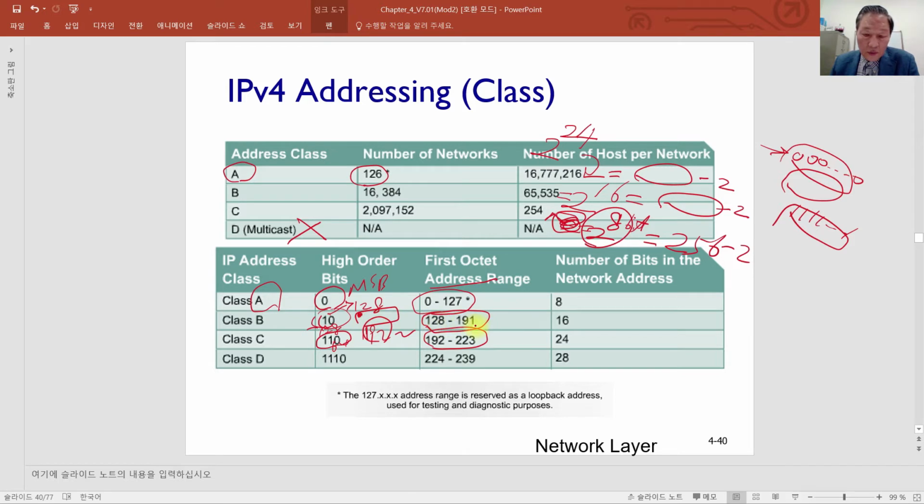So after that, we are using the number of bits in the network address, even though we are using just the first byte to show this address range here. In this class B, we are using another, first one, second one, that's 2 bytes, that's 16 bits. And in this one, we are using 3 bytes for the network ID, that's 24 bits. You don't need to know about this. Let's move to the next.